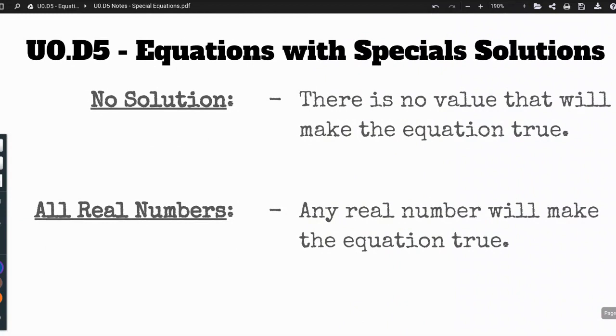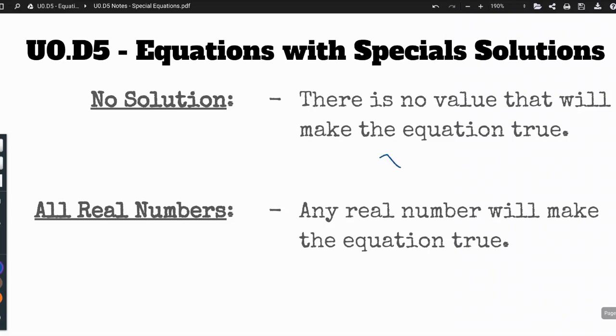So here are the two different types of equations that we'll encounter. There are equations that have no solution, and that's the ones that have no value that will make the equation true. In other words, it's kind of like a trick equation. There's no possible value for x that'll ever make the equation true.